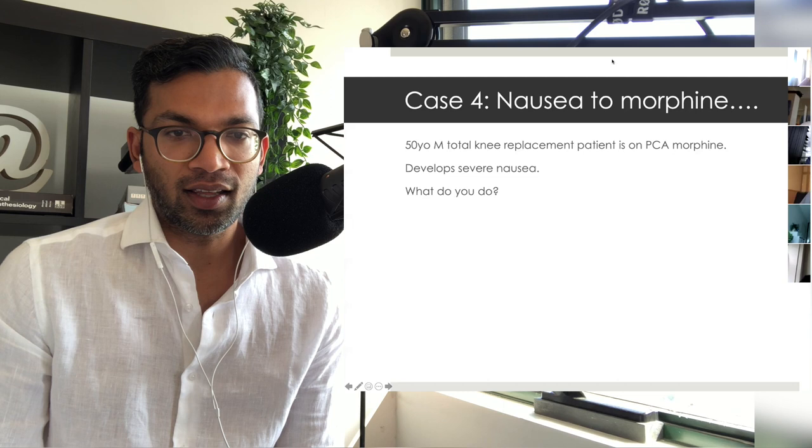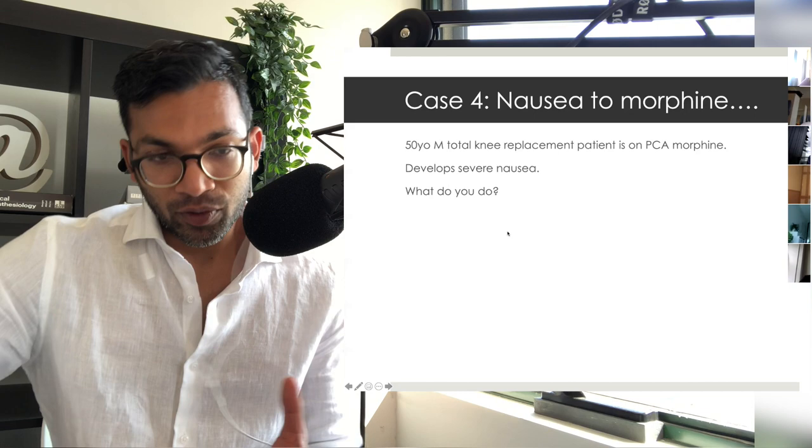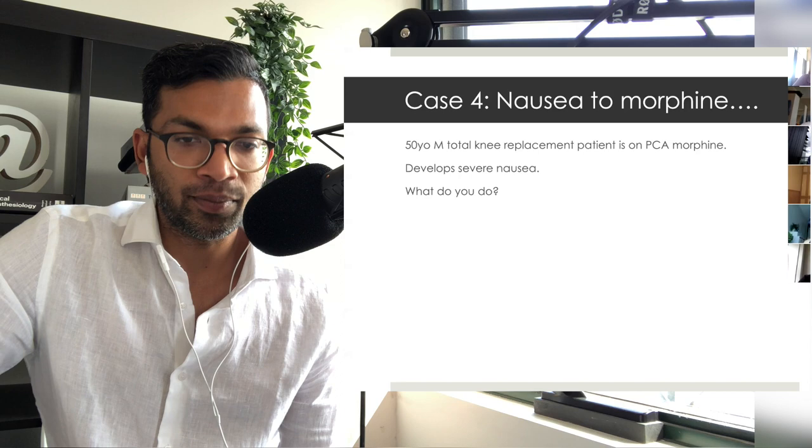Maybe like a PPI, not that it would necessarily assist with the nausea. It wouldn't assist with the nausea. So let's say you try to rule out all the other stuff that could cause this nausea. What can you change this patient to if they're nauseous to PCA morphine? Not give them morphine. Yeah, that's right. A different opioid. Beautiful. Not an opioid at all.